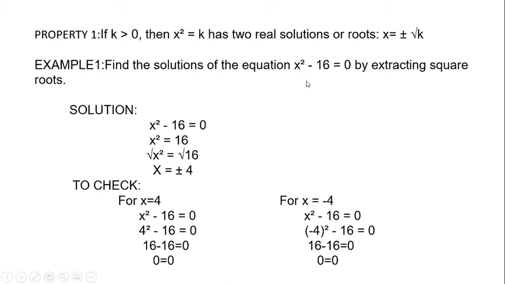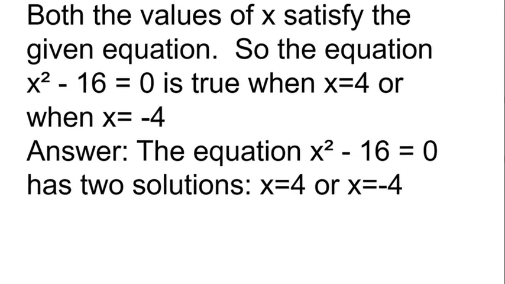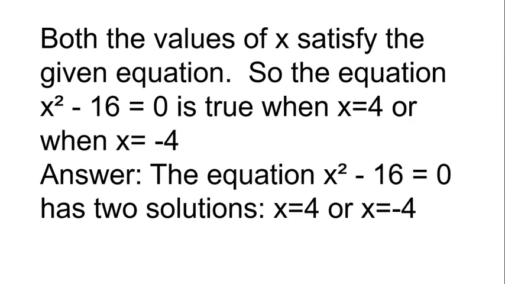Therefore, property number 1: when k is greater than 0, there are two solutions. Both values of x satisfy the given equation. So the equation x squared minus 16 equals 0 is true when x equals 4 or when x equals negative 4. Answer: the equation x squared minus 16 equals 0 has two solutions, x equals 4 and x equals negative 4.